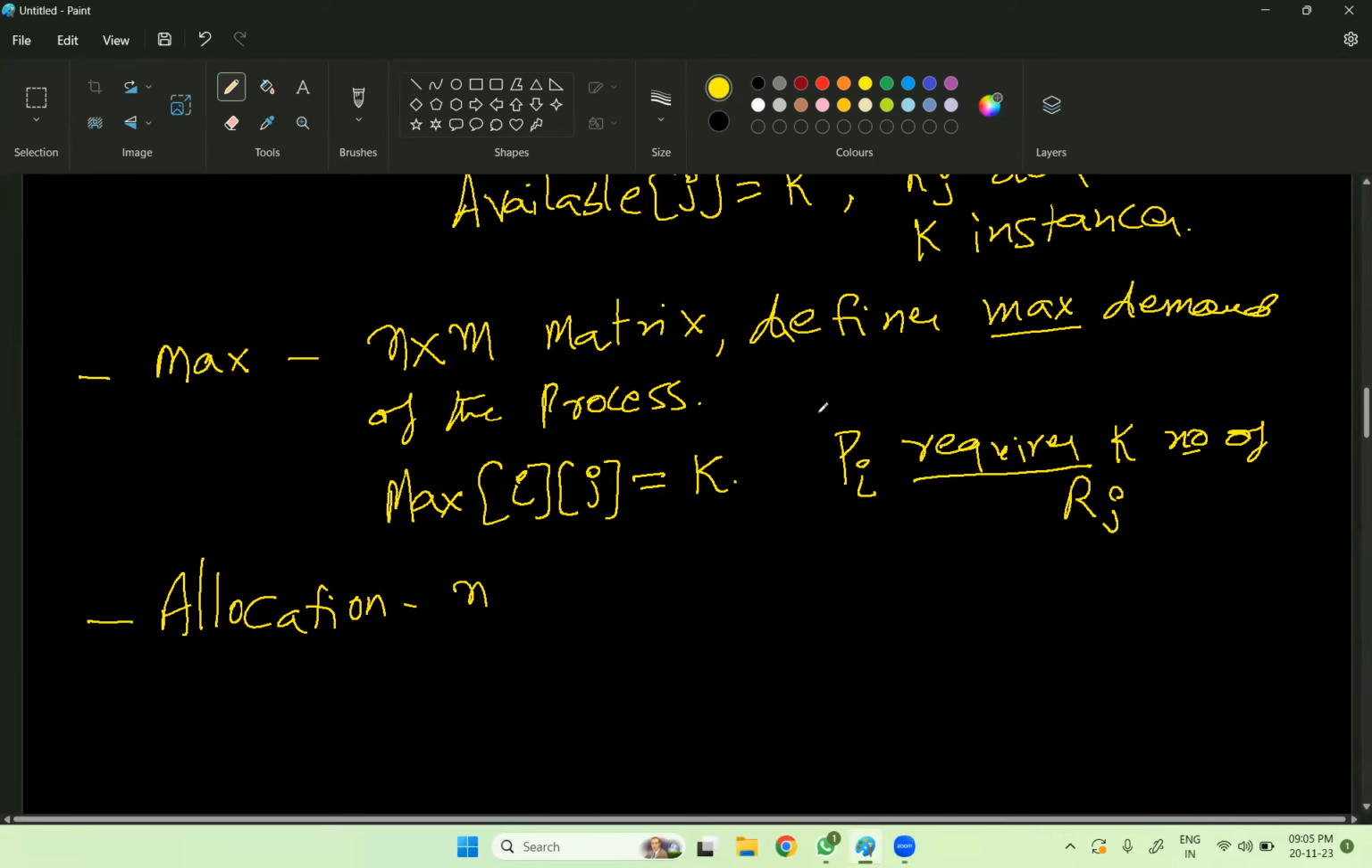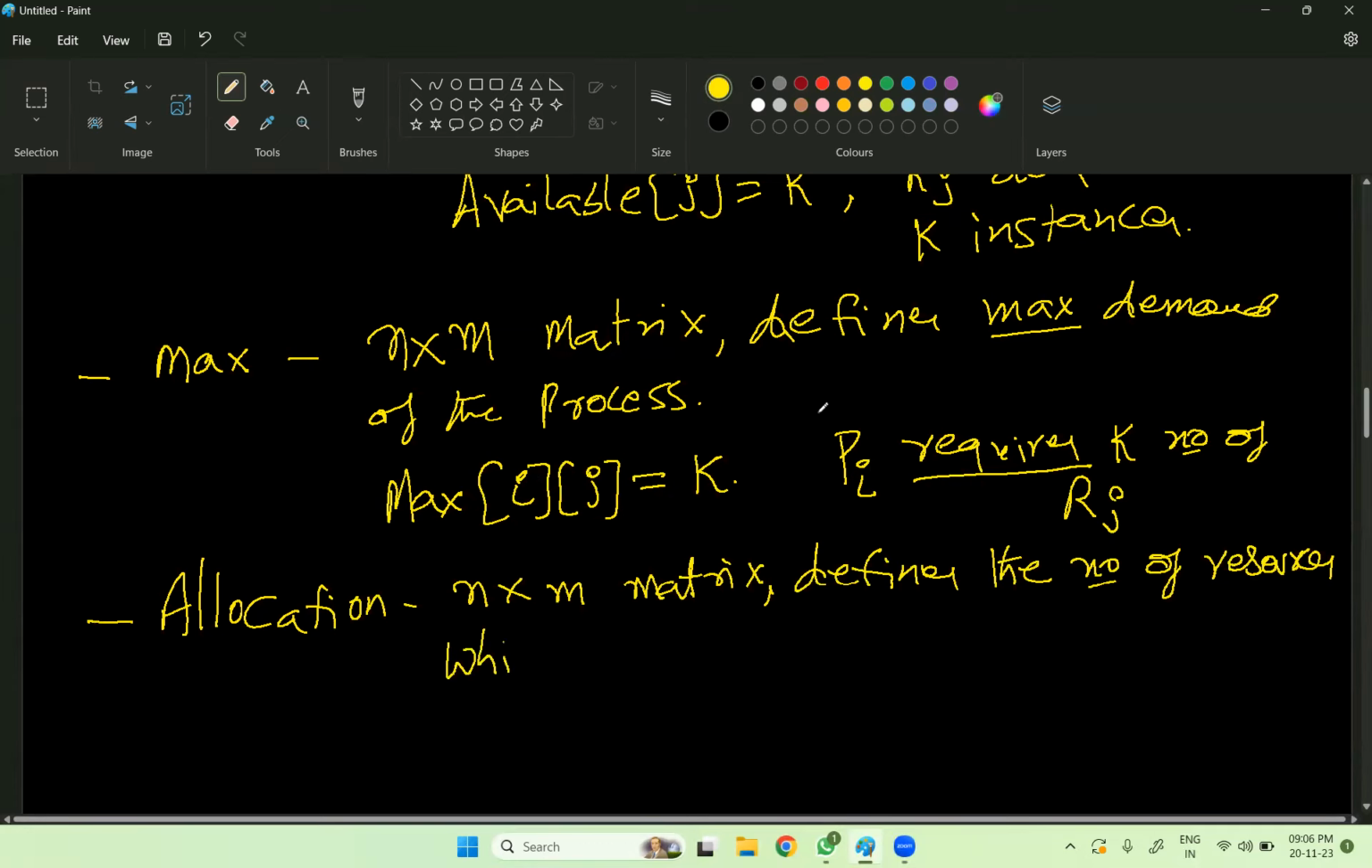It is also an n by m data structure. Let me say, an n by m matrix defines the number of resources which are allocated to a process. So this is the statement actually.